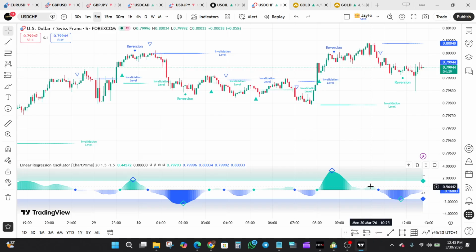Traders also use it to confirm trends. A consistent position above or below the zero line often reflects sustained directional movement. Overall, the linear regression oscillator is useful for analyzing momentum and identifying potential reversals or continuations.